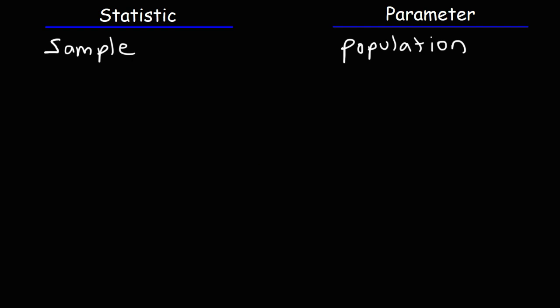Now let's talk about some variables that would also highlight the differences between statistics and parameters. So this symbol, x bar, represents the sample mean. So that would be a statistic because it describes the mean of the sample. That symbol, mu, is the mean of the population. That's a parameter. It's a characteristic of the population.